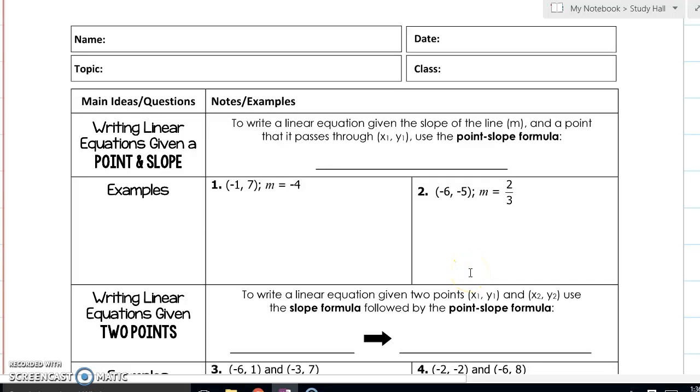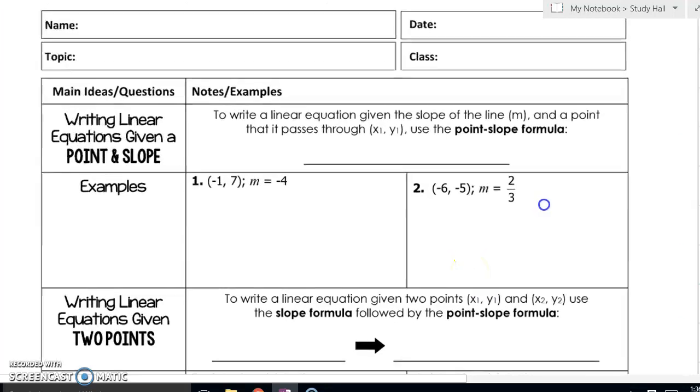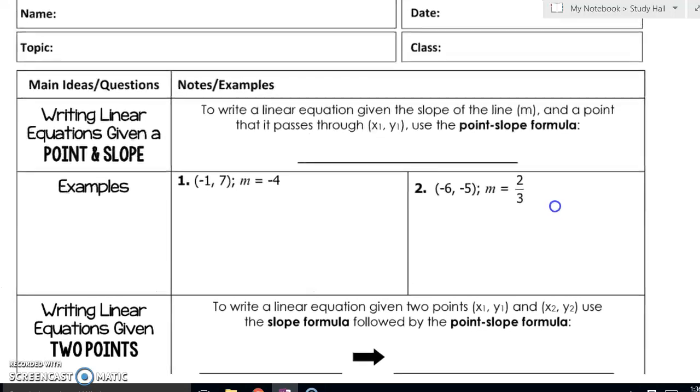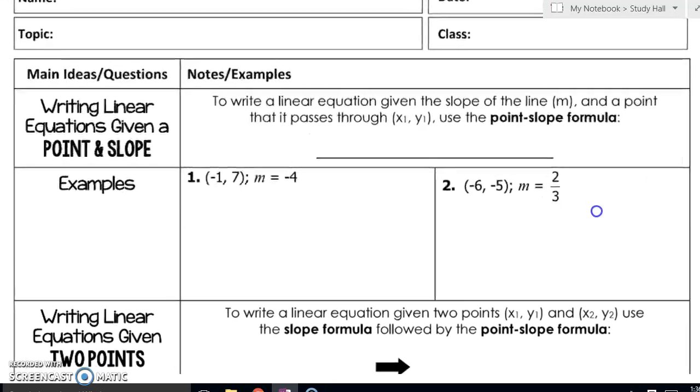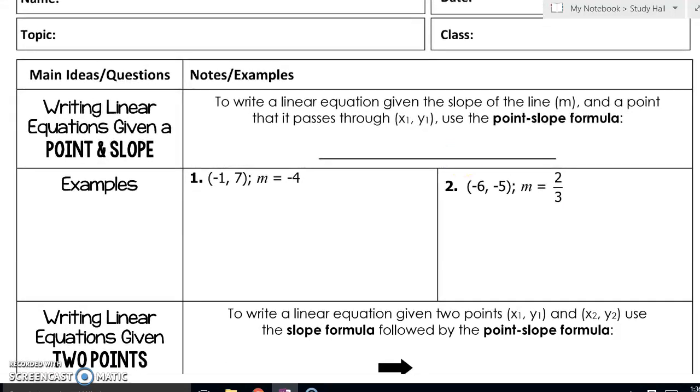Last section, writing linear equations given a point and a slope. This is very important because later in the year we are going to do stuff like this that may not necessarily be linear, or it might be and it adds to something else. This is also a good SAT point slope form. So to write a linear equation given the slope of a line and a point that passes through it, x comma y, use the point slope formula.